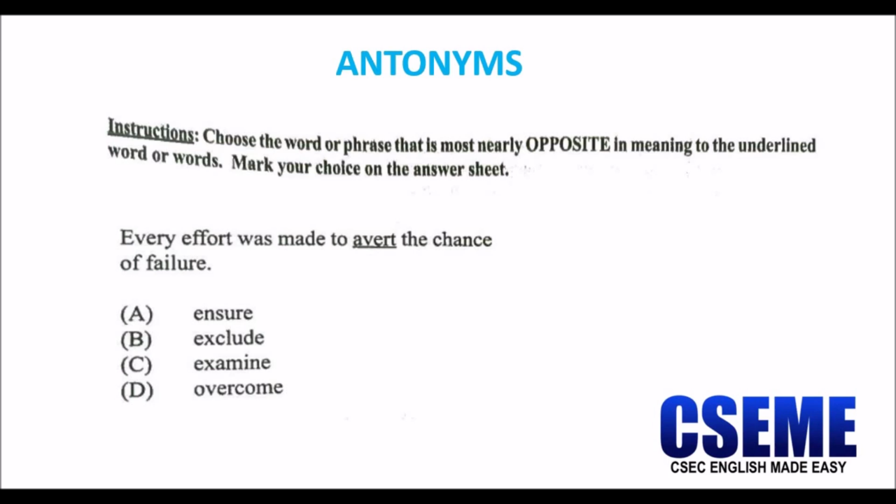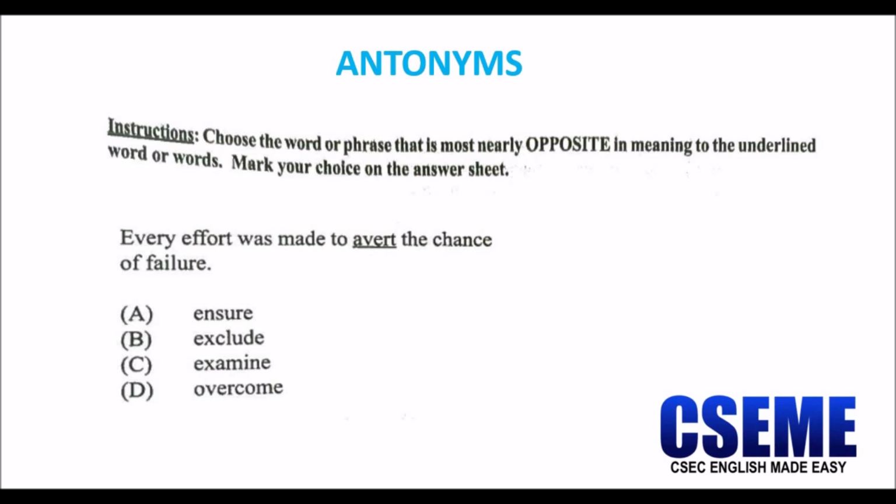What do I mean when I say context clues? You look at how the word is used in the sentence, you look at the other words surrounding it, and you try to pick up what the word means based on how it is used. So every effort was made to avert the chance of failure. So if every effort was made to avert the chance of failure, I'm going to pretend I don't know what the word avert means.